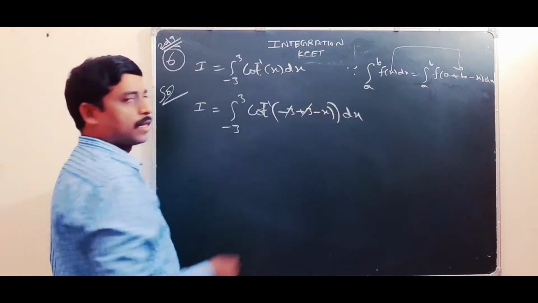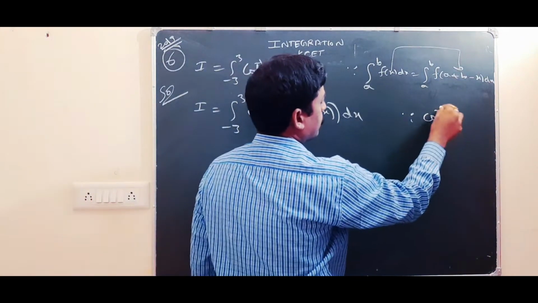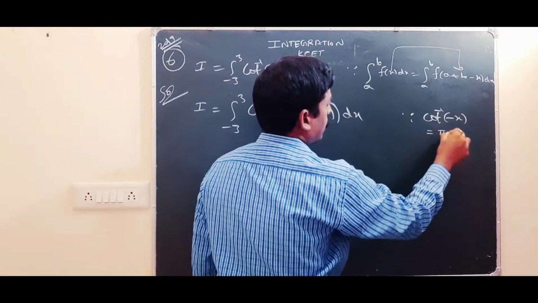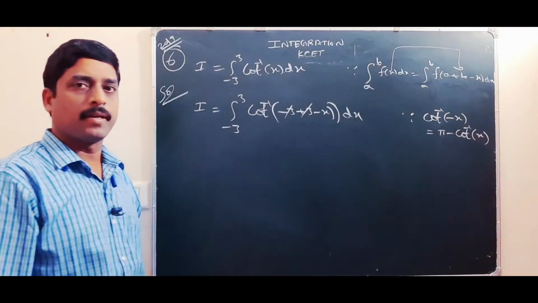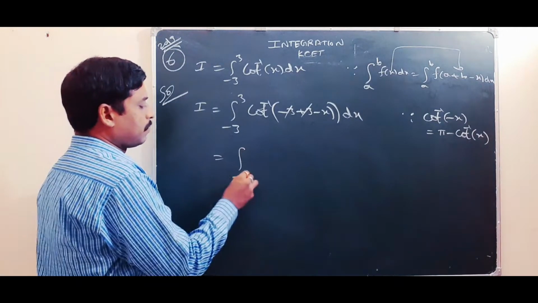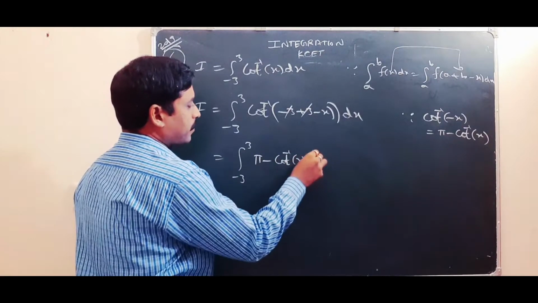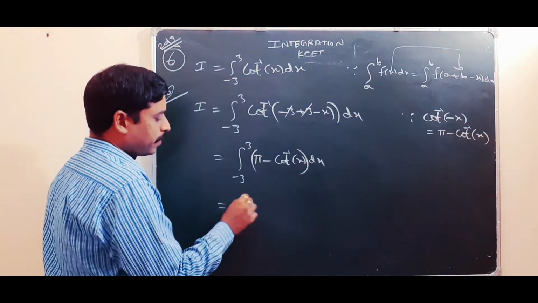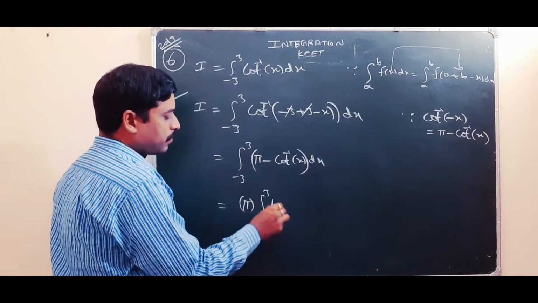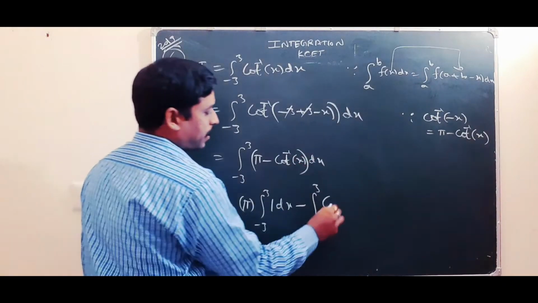Okay, 3 gets cancelled. We have cot inverse of minus x, 180 minus cot inverse x. What is the formula? Pi minus cot inverse x. So integral from minus 3 to plus 3 of (pi minus cot inverse x) dx. Okay. In this, pi is constant, integral from minus 3 to plus 3 of 1 dx minus integral from minus 3 to plus 3 of cot inverse x dx.